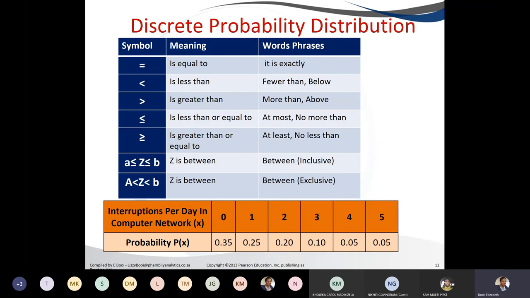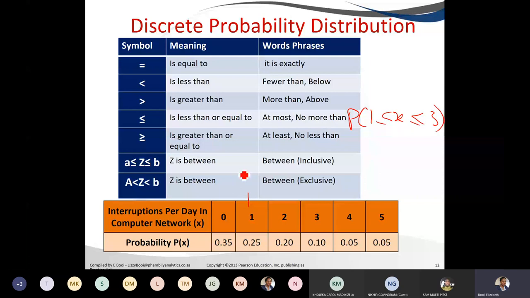So let's say, for example, they're asking, what is the probability that the interruptions happen between 1, we're going to call this X, 1 and 3. So what is the probability that the interruption happens between 1 and 3? There are 3 interruptions or 1 interruption. So, because it says between and it is inclusive, it means they are looking at 1.